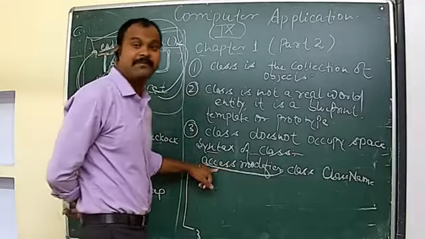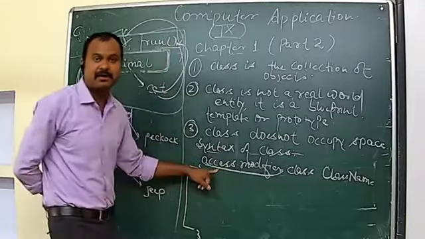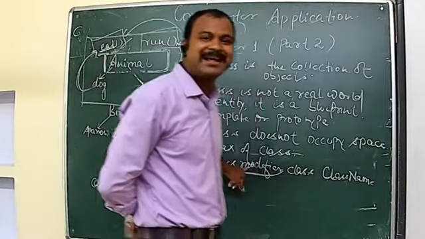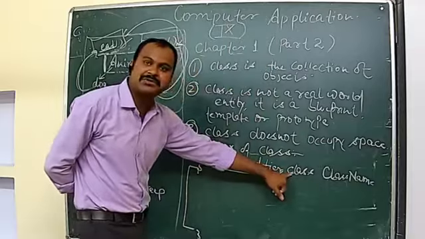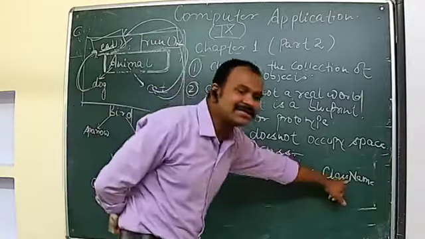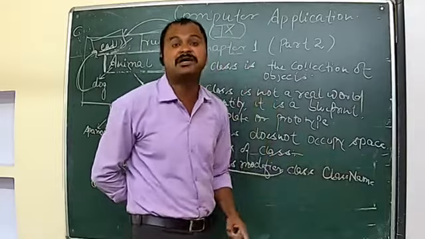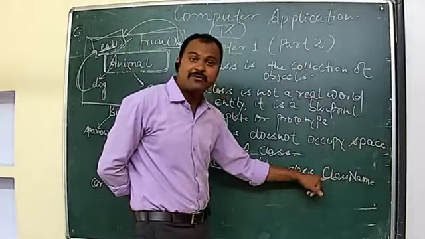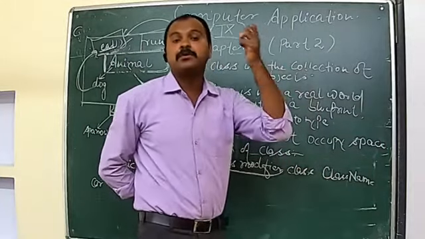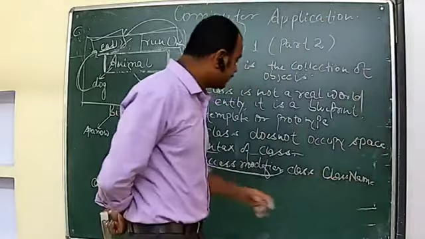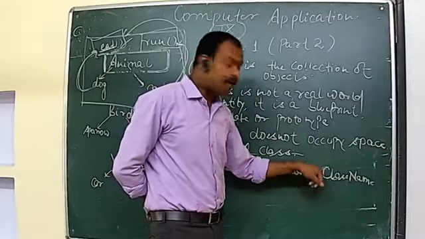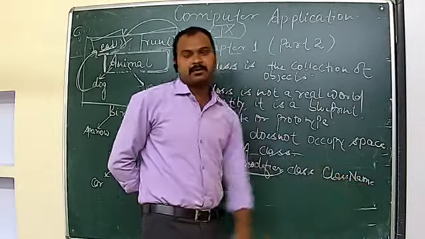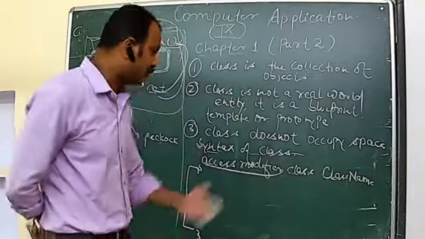When we don't use any specifier or access modifier, then it is a default or friendly specifier. Then we use the class keyword, and then the class name. Class name always starts with a capital letter. I have told you in the last class also. And if it is a collection of words, then the first letter of each word will start with a capital. So we can easily differentiate.